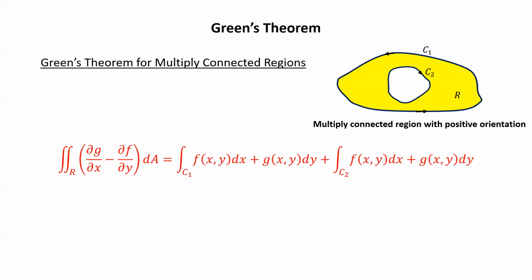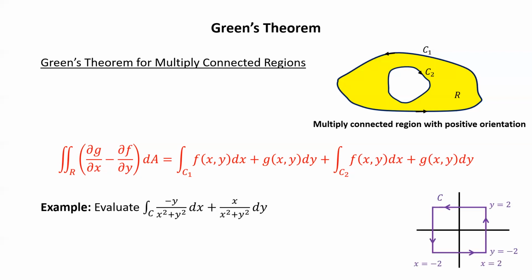So we add the line integral over the outer curve plus the line integral over the curve surrounding the hole with the correct orientations, and we get the appropriate double integral, the same double integral we had for the standard version of Green's theorem. Let's look at an example.